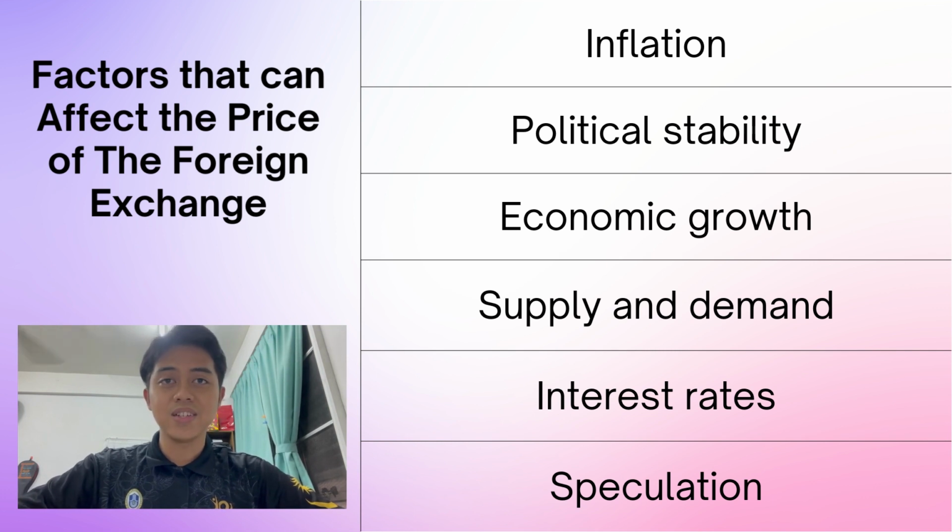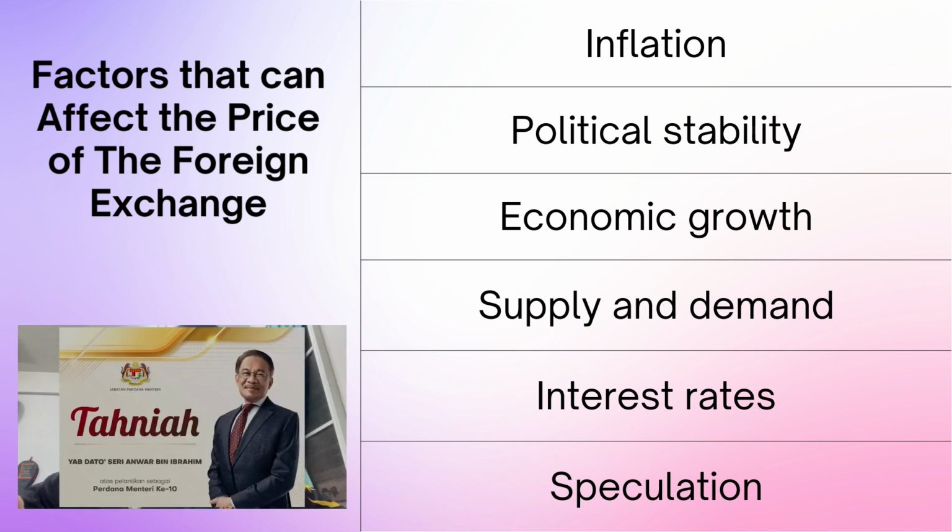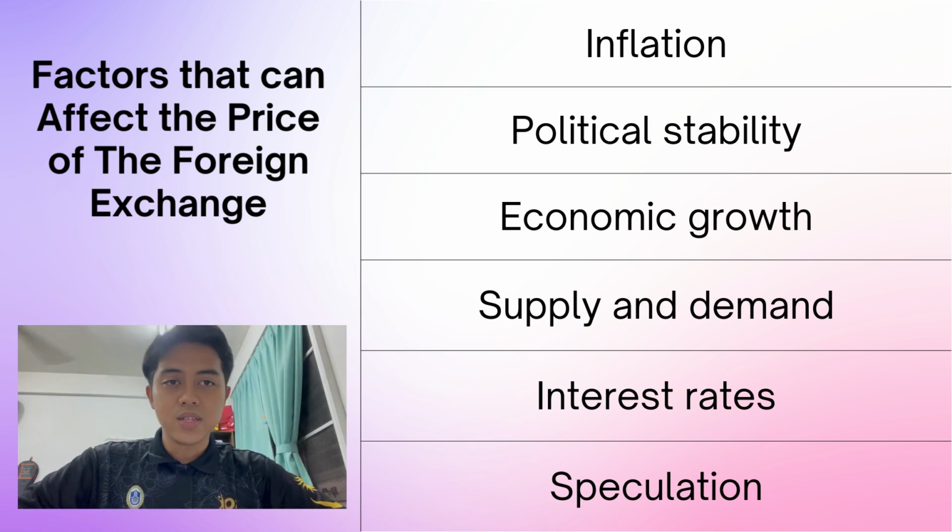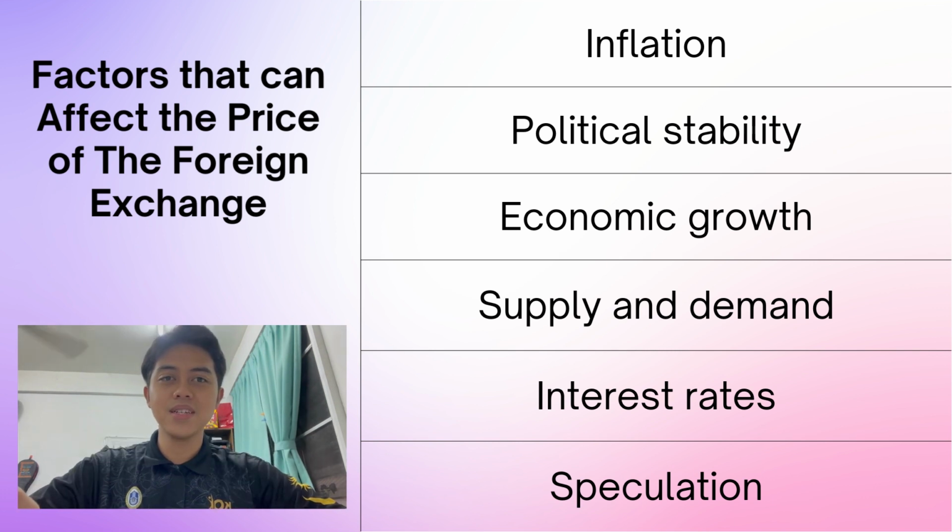For instance, as a result of Datuk Seri Anwar Ibrahim's appointment as Malaysia's 10th Prime Minister, the ringgit increased 1.8% to its highest level in 2 months compared to the US dollar, which further stopped the country's political instability. And number 3 is economic growth. Economic growth is the rate at which an economy is expanding, and it can also have a significant impact on the value of the currency. When economic growth is strong, the value of the currency tends to appreciate as investors are attracted to the country's strong economy.